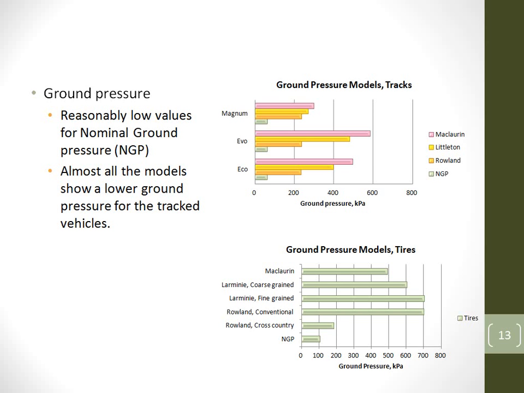So the ones that were common were chosen to make the comparison much easier. And in general, we can see that the ground pressure for the tracked vehicles was much lesser than that for the wheeled ones.